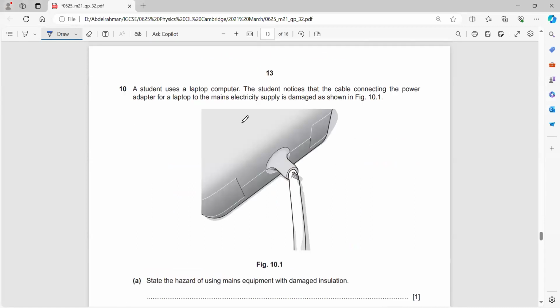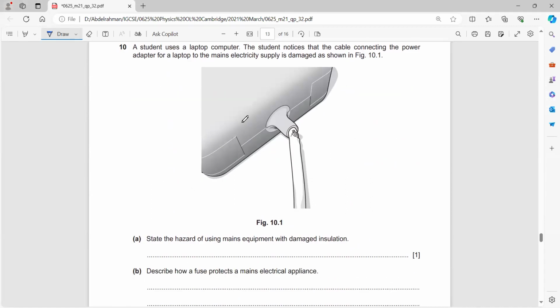Student uses a laptop computer. She notices that the cable connecting to power is damaged. State the hazard of using a mains equipment with damaged insulation. Electrical shock. Electrical shock, correct.